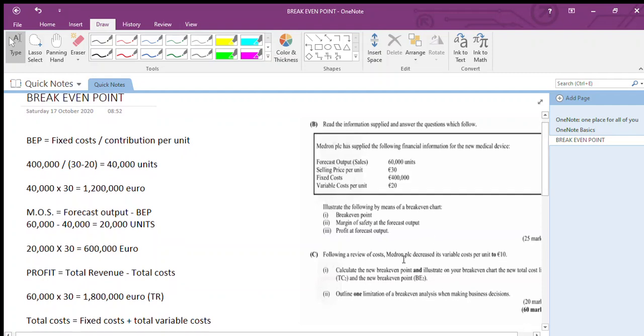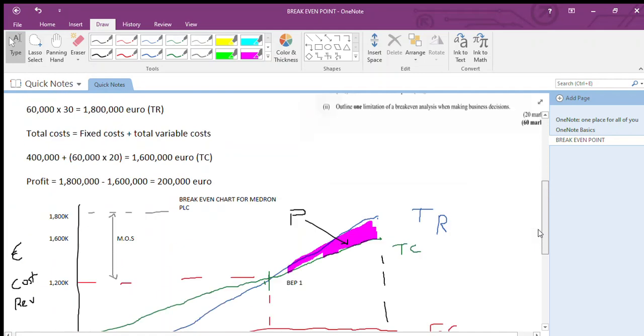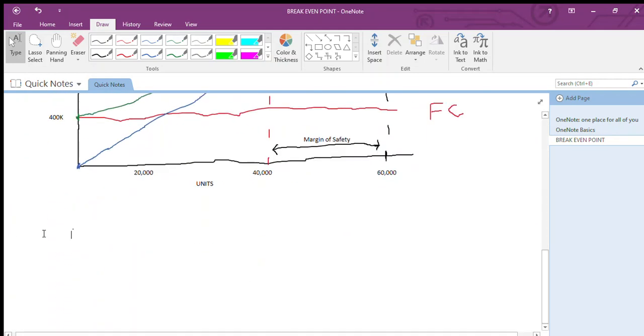So the second half of the question asks that they've changed something in their company, and the variable cost has dropped to €10 instead of €20 per unit. So you need to calculate the new break-even point, and then that's the first part. And then show on the graph the new cost line and the new break-even point. So I need to calculate the new break-even point first.